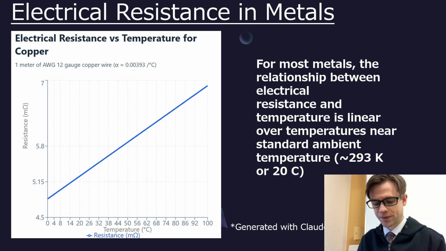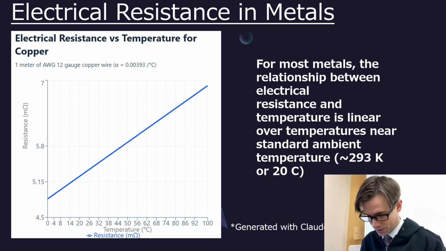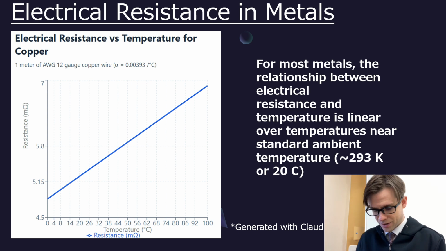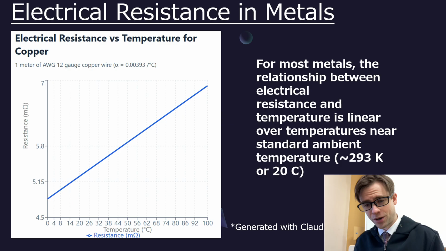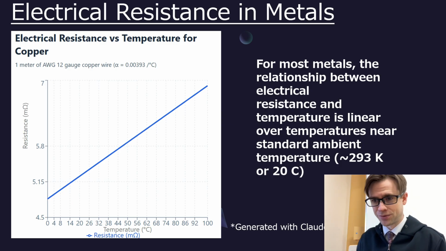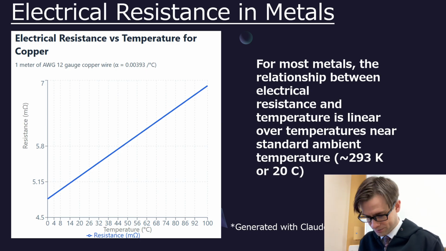If you double it and you consider what temperature change caused that, it must have been a doubling in the temperature. So for most metals, the relationship between electrical resistance and temperature is linear over temperatures near the standard ambient temperature. So around room temperature, this graph I'm showing is like from 0 to 100, so that's still not too far away in the whole grand scale of temperatures. Generally, most metals, I think, would follow this linear resistance curve.